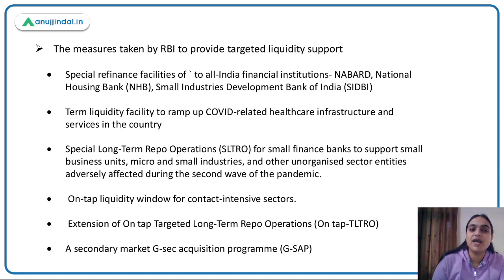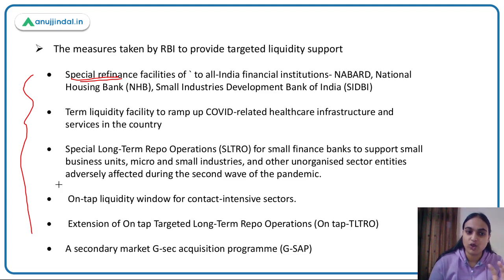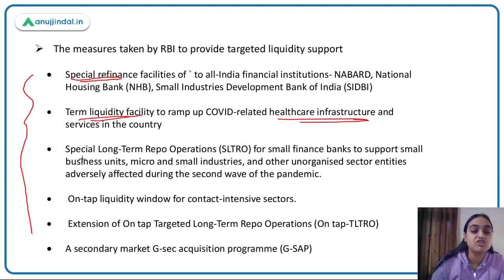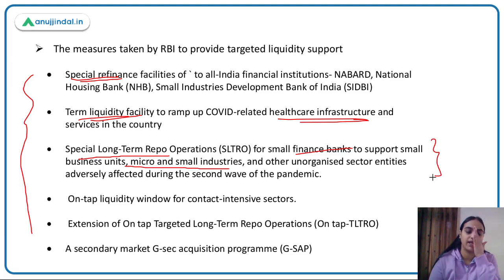Alright, so RBI ne special refinance facilities provide ki, ye sab hum discuss kar chuke hain pehle. So I'm just going to mention it once again. Special refinance facilities were provided to all India financial institutions, to NABARD, SIDBI, NHB. Term liquidity facility was provided to help the healthcare infrastructure. Special long-term repo operations for small finance banks to support MSMEs and small industries. Small industries ko support karne ke liye small finance banks special LTROs ke under loans le sakte hain RBI se.